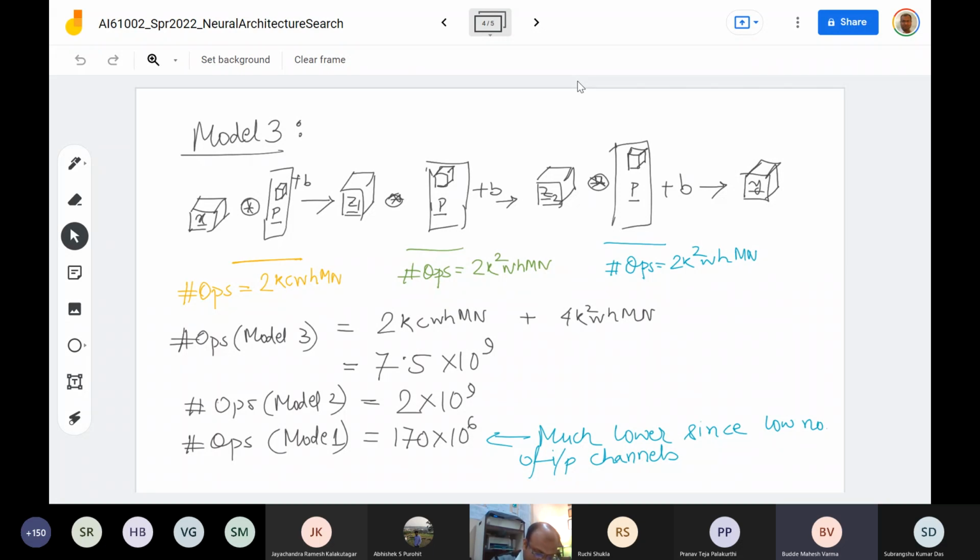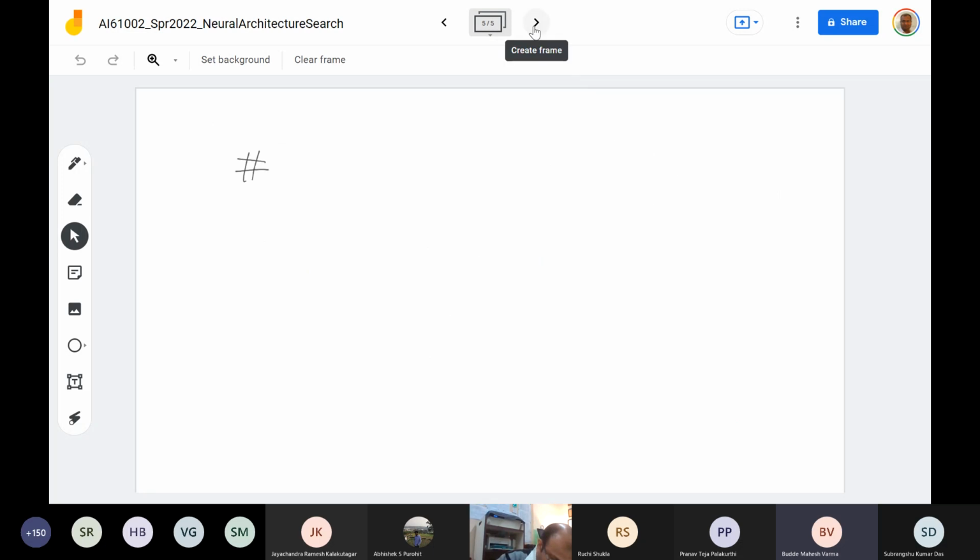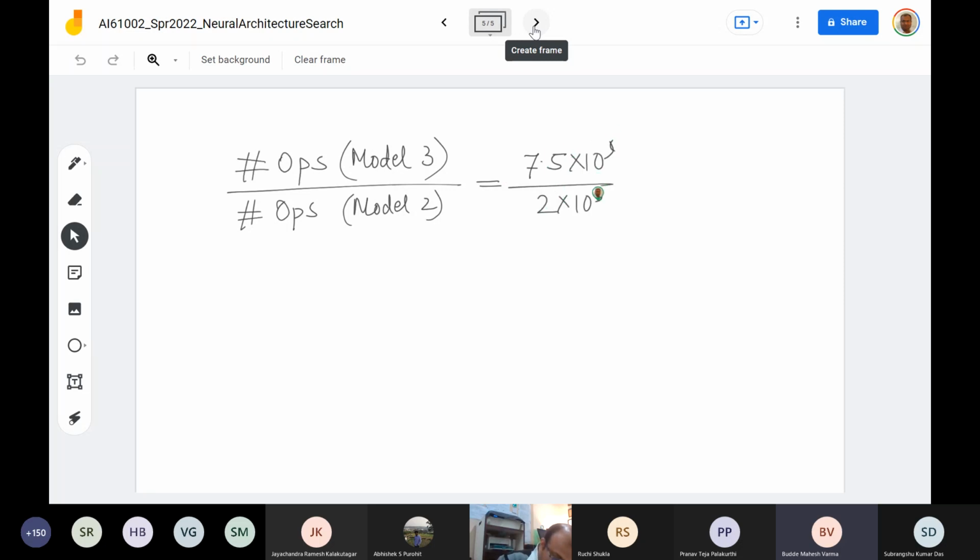Now, if I go by this, then let us look into what is the depth of this model. Here my depth of model is 3. Here my depth of model is 2. Now, what is my ratio? Number of ops in model 3 divided by number of ops in model 2 is equal to 7.5 by 2 into 10 to the power of 9. How much is it?